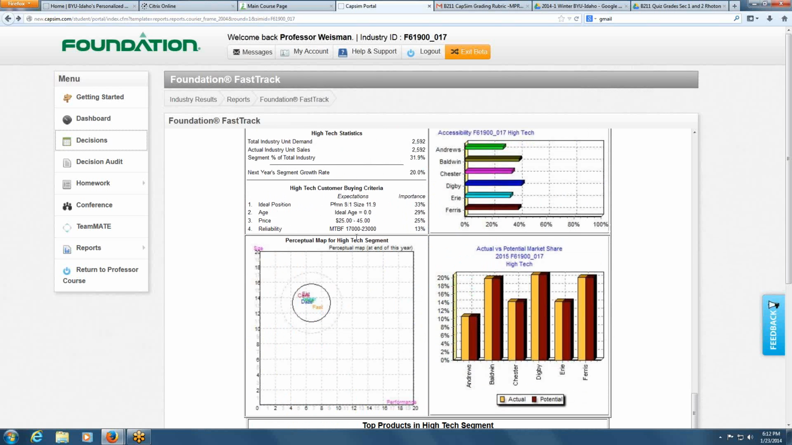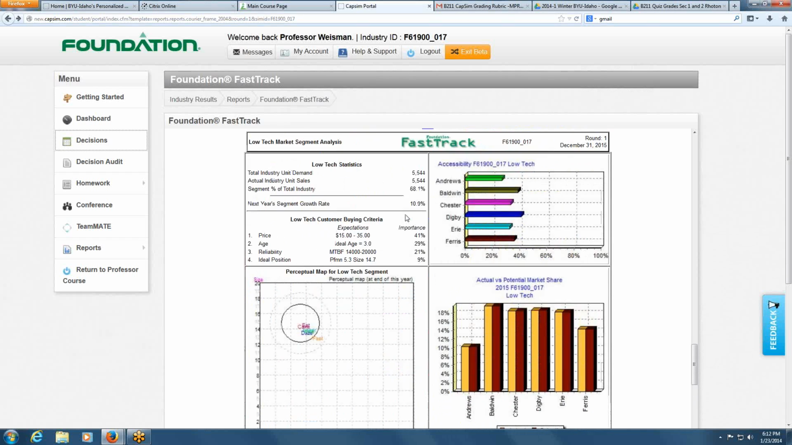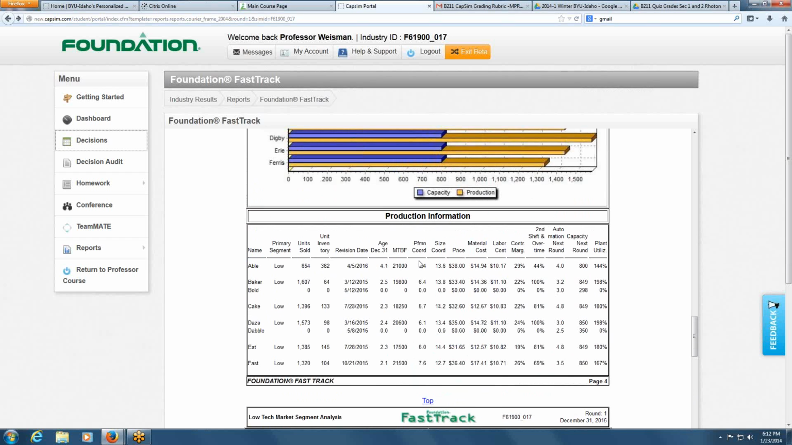So when it comes to the high-tech market, my product wasn't very good at all. The only thing that I had going for it was its MTBF. So those are things that are good to think about when you're trying to sell.